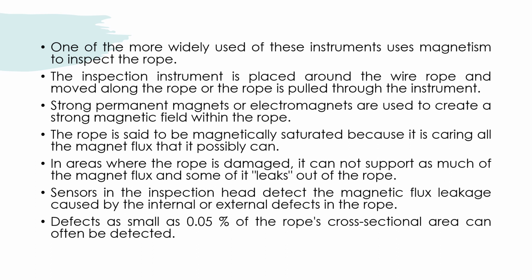In the area where the rope is damaged, it cannot support as much magnetic flux, and some of it leaks out of the rope. Sensors in the inspection head detect the magnetic flux leakage caused by internal and external defects in the rope, and defects as small as 0.05% of the rope cross-sectional area can often be detected.